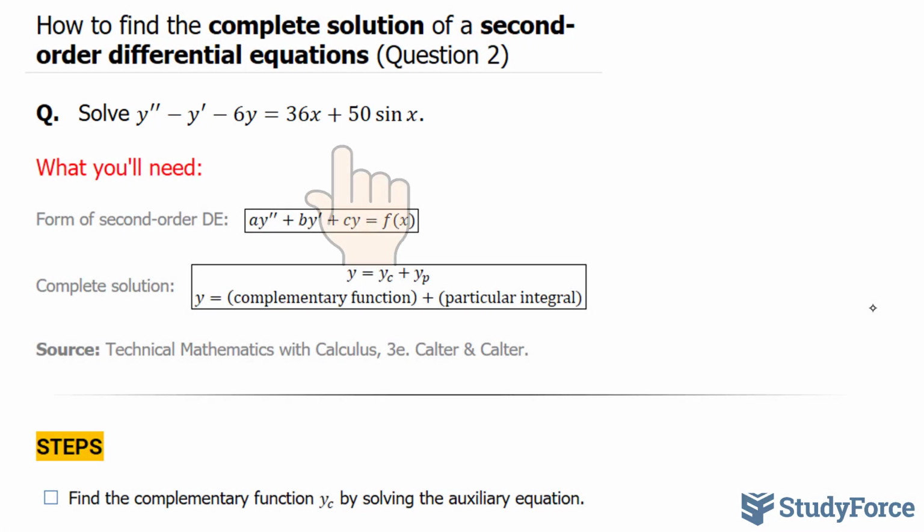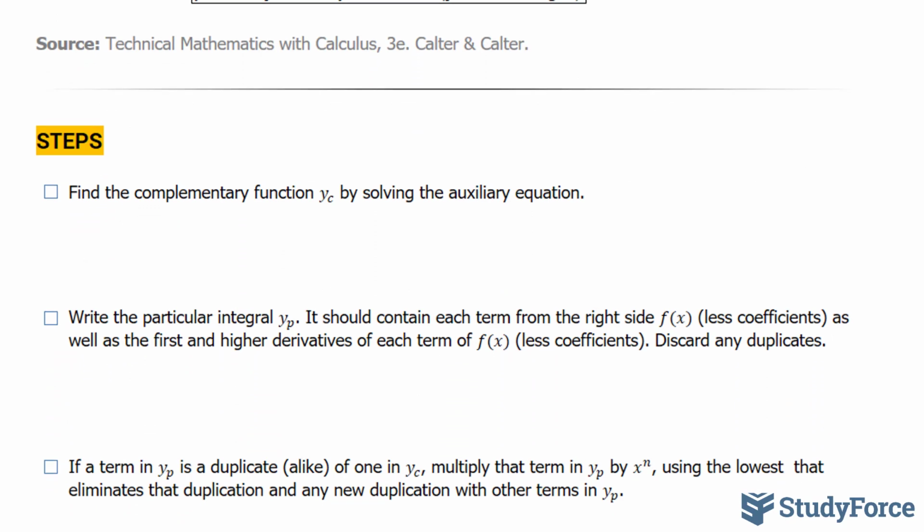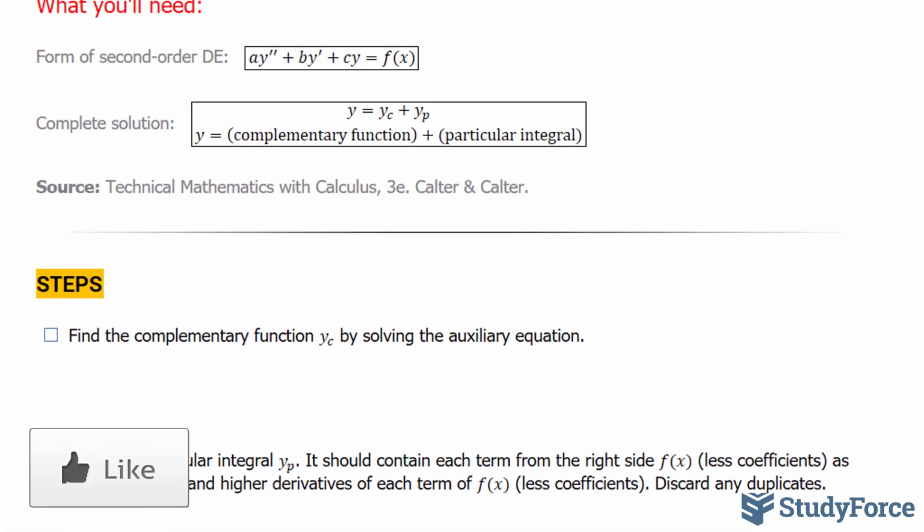Notice that the right side of this differential equation does not equal 0. And if it did equal 0, then we wouldn't be following the steps that I'll be showing you next. To make things easier for us, I've written down all of the steps that you need to get the complete solution. The first step is to find the complementary function y sub c by solving the auxiliary equation.